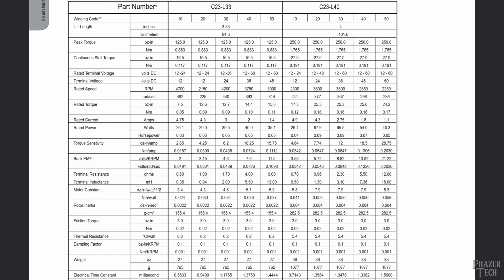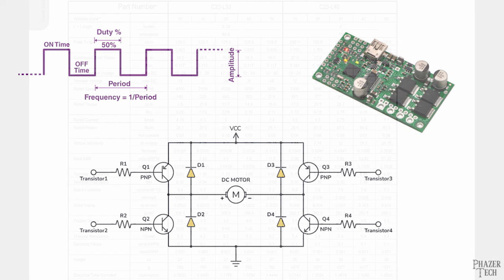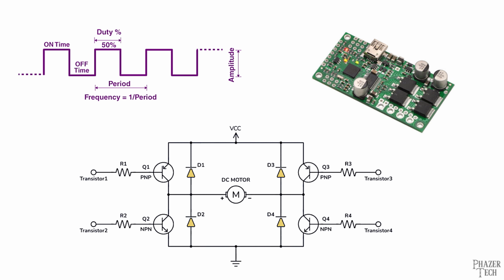Now, this wasn't a complete list of all the specs you'd find in a motor's datasheet, but I think I covered the important ones. So let's move on to the last part of this video, which is PWM, motor drivers, and controller circuits. And specifically, let's look at how to control brush DC motors, since they're the most common, lowest cost, and easiest to control.